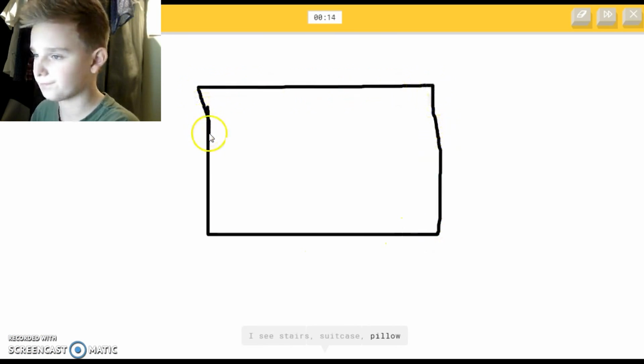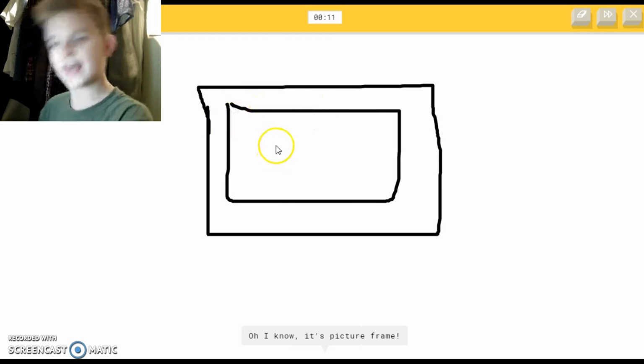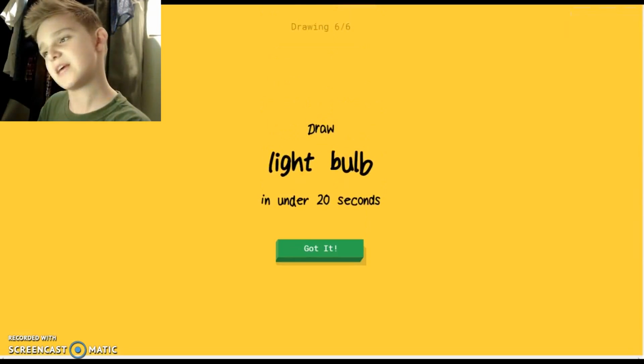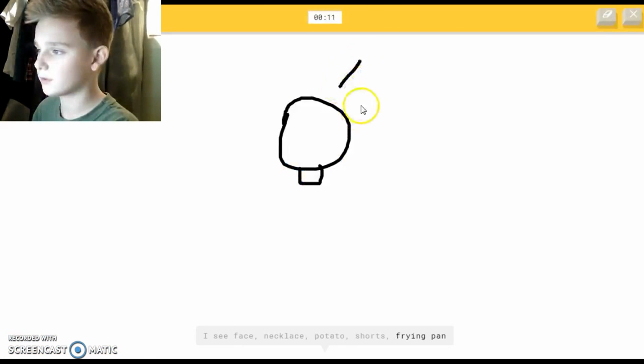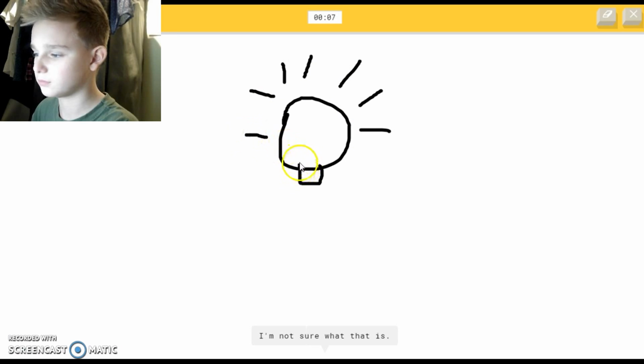Or suitcase. Or pillow. Or postcard. I see square. Or microwave. Oh, yes. I know. It's picture frame. It is a picture frame. Quartz. Or frying pan. This, I see, is sun. A light bulb, guys. I'm not sure what that is.